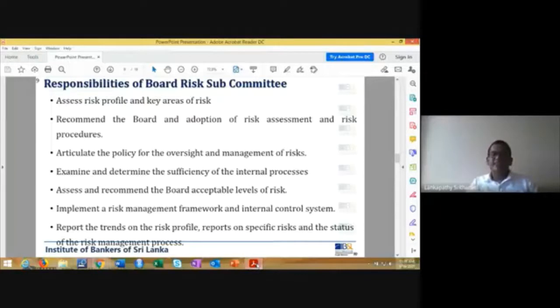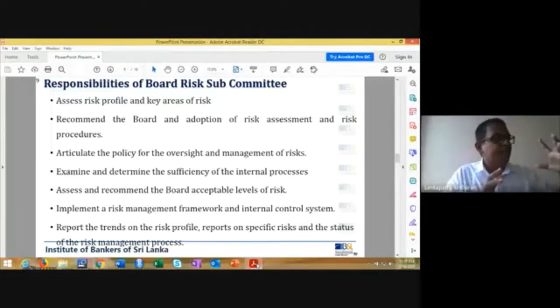And implementing the risk management framework and internal control system is one of the responsibilities of the board risk subcommittee. Reporting the trends on risk profile, reporting specific risk, and the status of the risk management process is also the responsibility of the board risk subcommittee. So basically these are the responsibilities of the risk management committee. So now you all can understand.